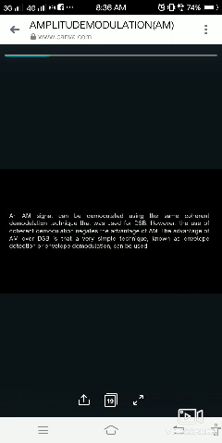An AM signal can be demodulated using the same coherent demodulation technique that was used for DSB. However, the use of coherent demodulation negates the advantage of AM. The advantage of AM over DSB is that a very simple technique known as envelope detection or envelope demodulation can be used. An envelope demodulation is implemented as shown in figure 3.3.